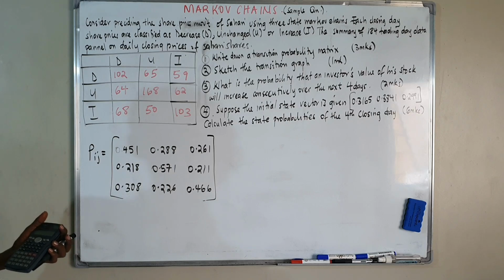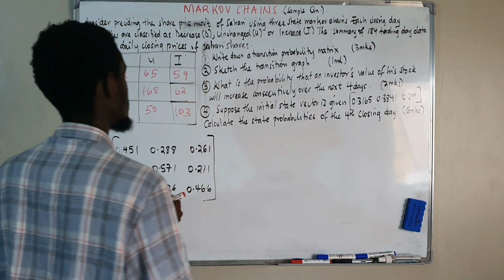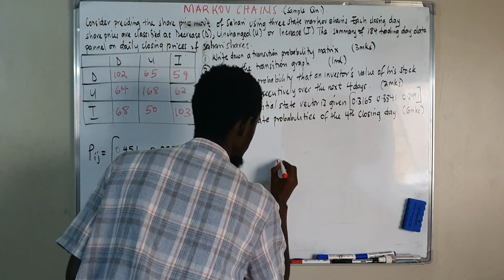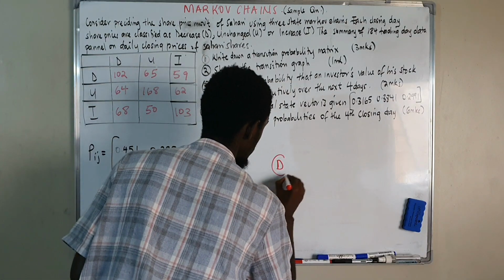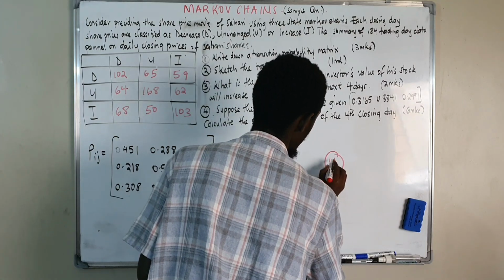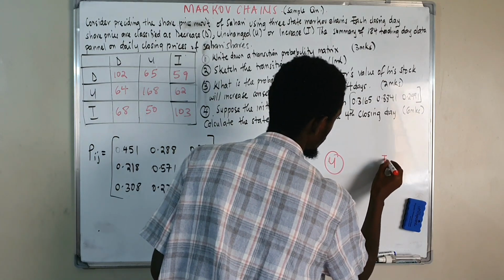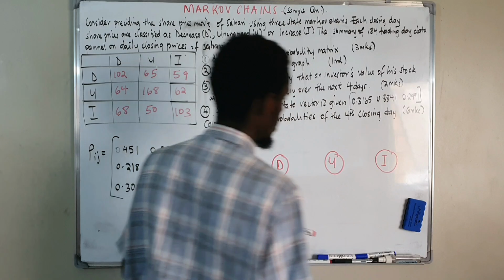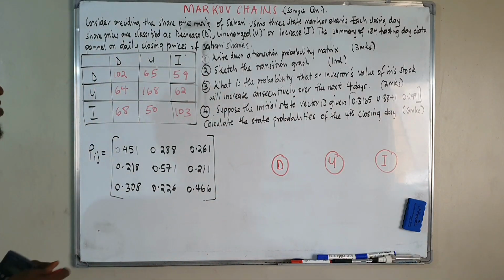graph. For the transitional graph, we need to first define our states. Remember, our states are D, U for unchanged, and I, which is increase. Now, our transitional probability is going to be just that way. Now, what do we have to do? It's just allocating arrows.